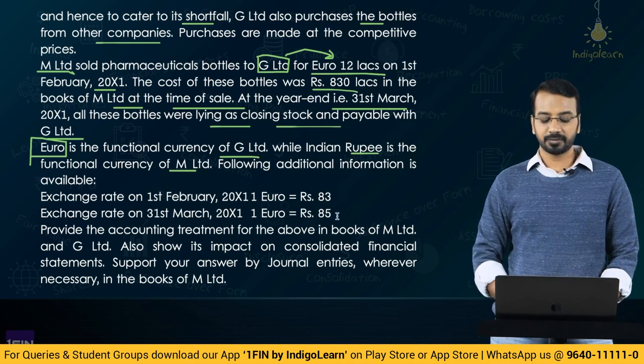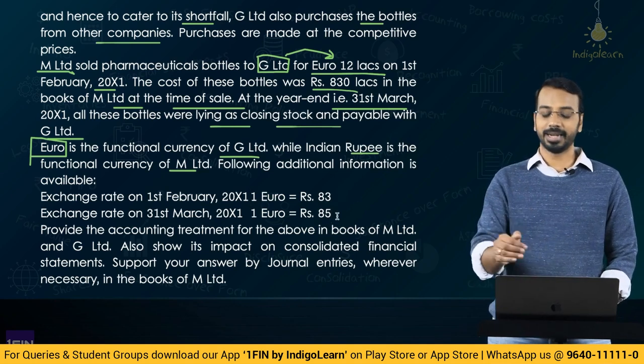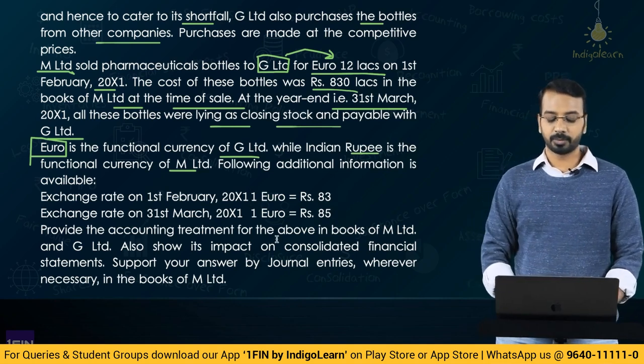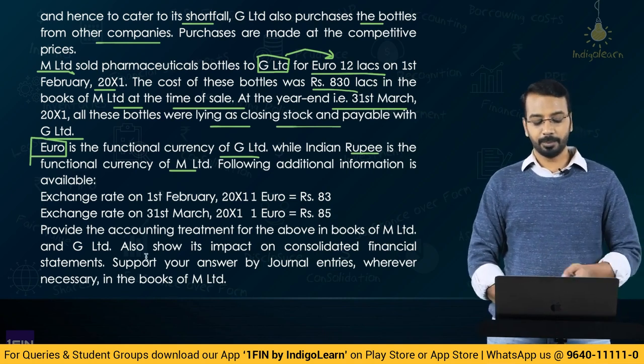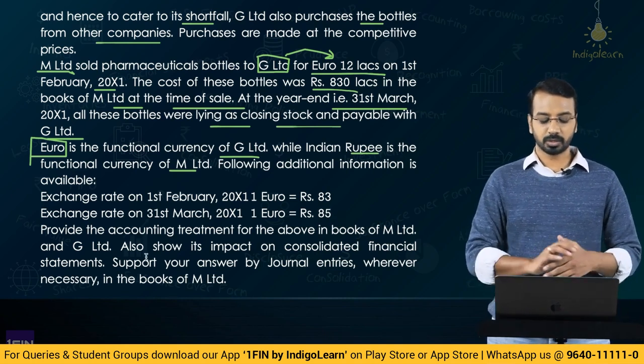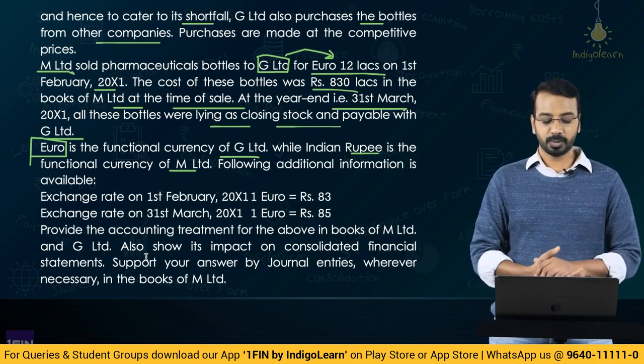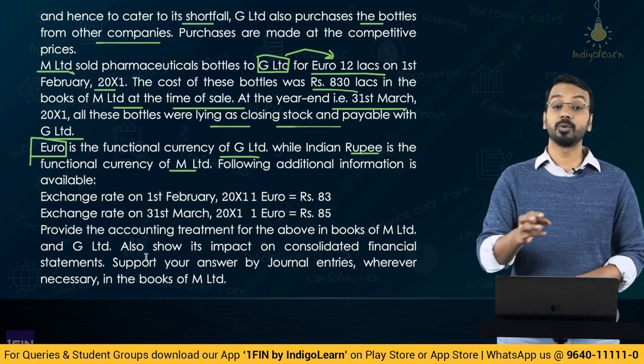On 31st of March, year 1, that is at the end of the year. Provide the accounting treatment for the above in the books of M and G. Also show its impact on the consolidated financial statements. Support your answers by journal entries wherever necessary in the books of M Limited.